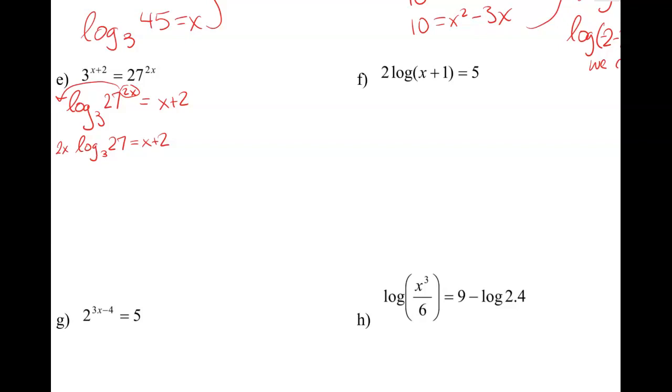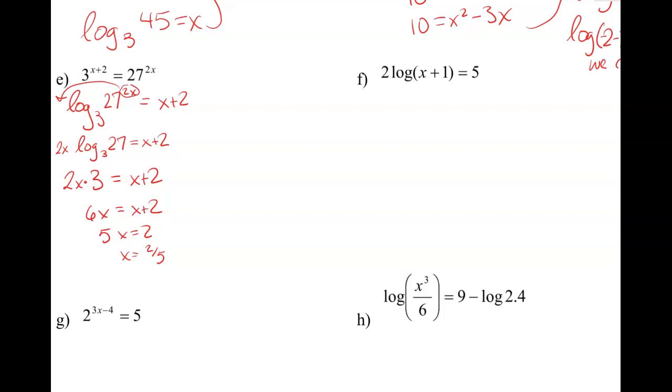Alright. And then we can solve. And I'm like, okay, like I said, 3 to the something is 27. That would be 3 to the third is 27. So really all I've got is 2x times 3 is equal to x plus 2. Alright, and then I'm just going to have that 6x sitting there is equal to x plus 2. And then I'm going to have 5x is equal to 2, subtracting that x over. So then x is equal to 2/5. Cool beans.